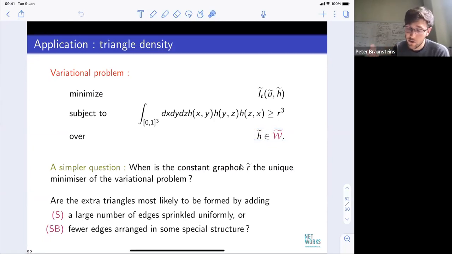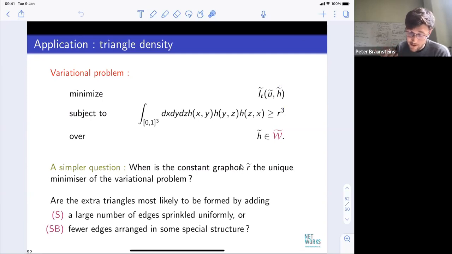But there's a natural solution here, which is just putting the constant graphon R in here, okay? So the Erdős-Rényi random graph outcome as the minimizer, which will have R cubed triangles. We're going to ask a simpler question because it's too complicated to get the exact minimizer in every situation, but we might be able to know when the constant graphon is the minimizer. So a simpler question is, when is the constant graphon the unique minimizer of this variational problem?